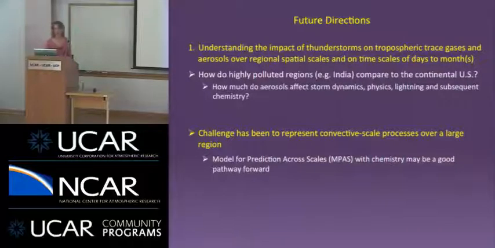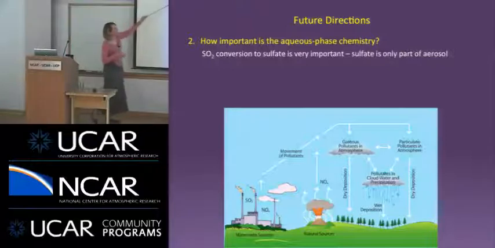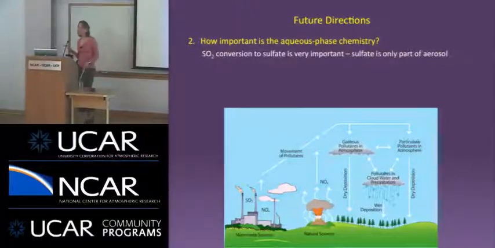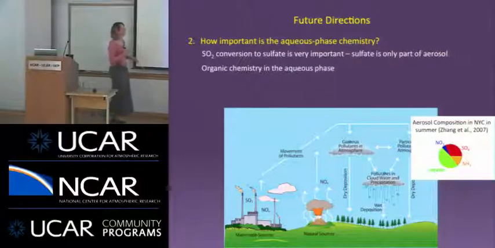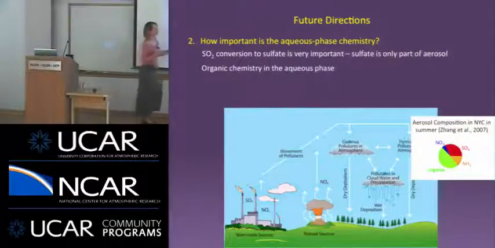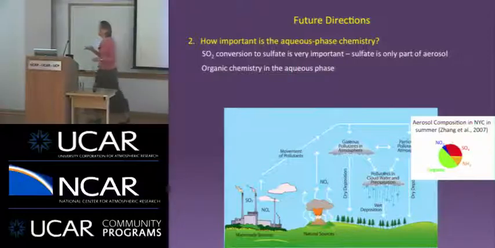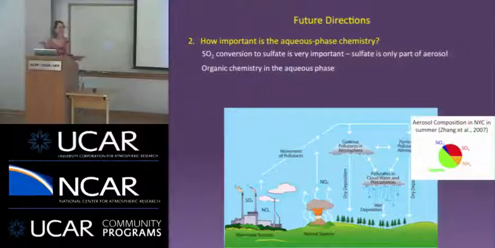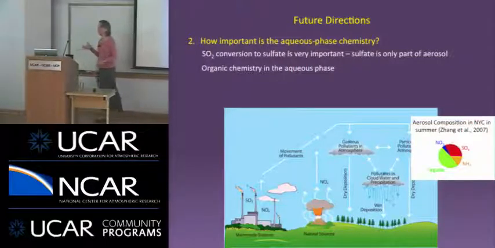The second future direction is to focus back onto the aqueous-phase chemistry. So we know the aqueous-phase chemistry is important for sulfur and producing sulfate aerosols. I think it might have a fair bit of importance for organic chemistry. Many of you are familiar with this Zhang et al. paper that showed the composition of aerosols through a variety of places across the world. And we see that, yes, sulfate's an important part of it, but organic aerosols are also a very important part of the aerosol.